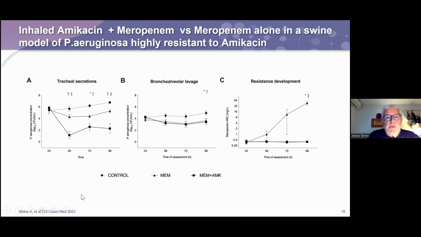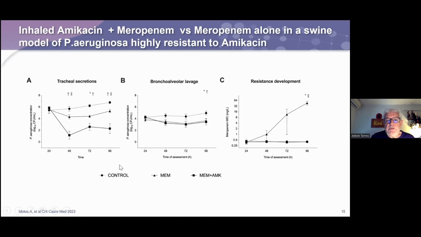This is a trial that we performed in our model as well. It was published in Critical Care Medicine. The first author was Anat Motos, and we compared controls, pigs receiving IV meropenem, and then meropenem plus amikacin with the system that Bayer developed, or used, which was the Nektar system. And then we looked at what is in tracheal secretions, which is very important.